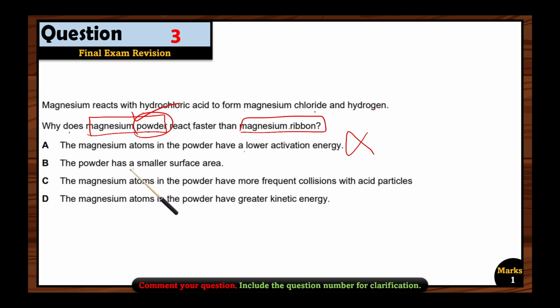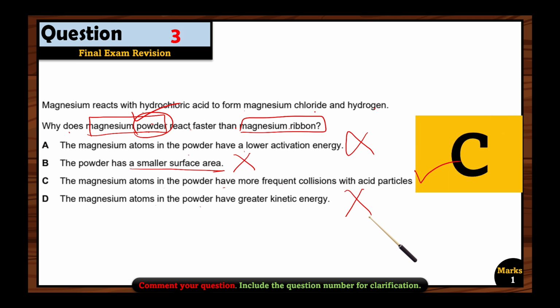The powder has a smaller surface area. That's wrong. Powder has a larger surface area. Increasing the surface area increases the rate of reaction. The magnesium atoms in the powder have more frequent collisions with acid particles. Yes, that is the right answer. Because they are now in powder form, they have more surface area, so there are more collisions. The magnesium atoms in the powder have greater kinetic energy. That's also wrong, because increasing the surface area has nothing to do with the energy. It is just that the number of collisions will be increased. So that's why option C is the only right option.